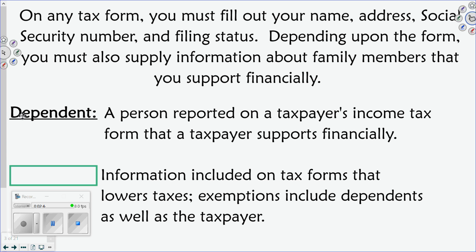And then information included on the tax forms that lowers your taxes. Do you guys know what those are called? Very good. Those are your exemptions. They include your dependents, as well as the taxpayer themselves. You yourself are an exemption. If you are married, your spouse can be an exemption. Your children are exemptions. So all your dependents, they help lower how much taxes they take from you.